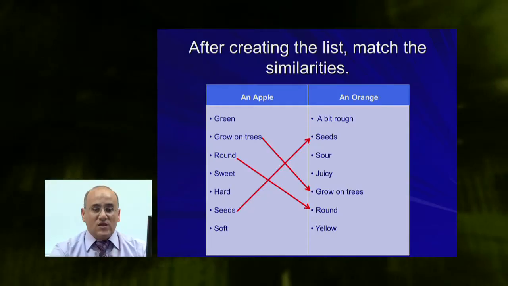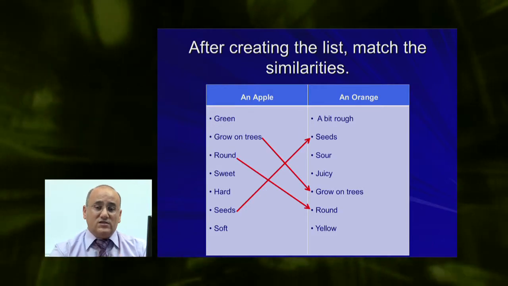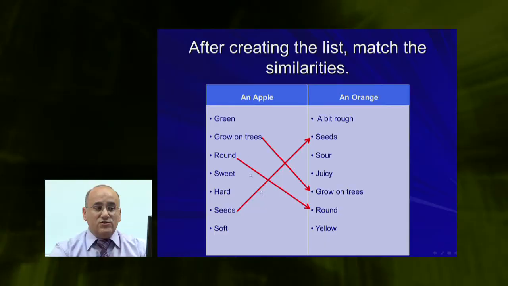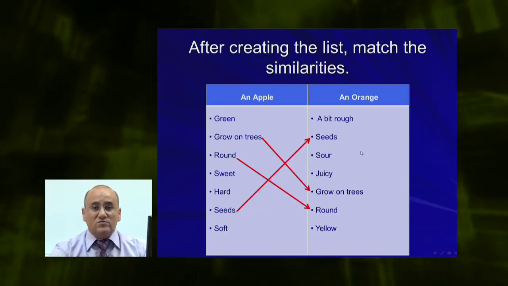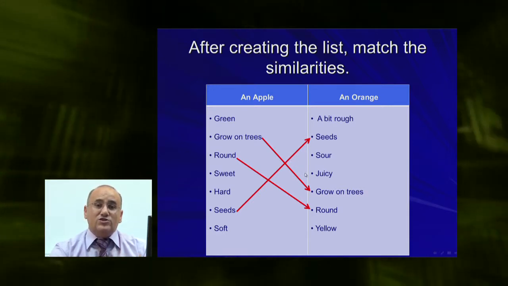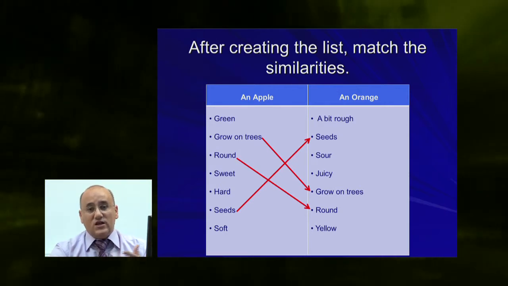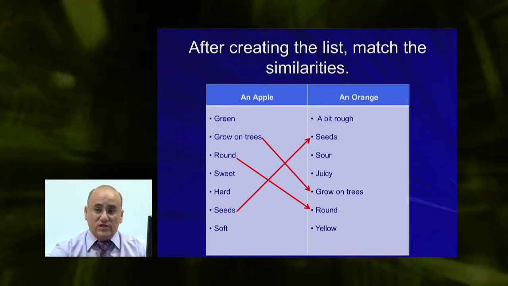juicy. As you can easily see now, by listing, you reach a lot of words that can go together for the two things, and these words we can use to show the similarities, like these ones with the red arrows. Also, you can use the other words, but this time to show the differences. So listing and matching can easily show you how to locate the differences and the similarities between two things.